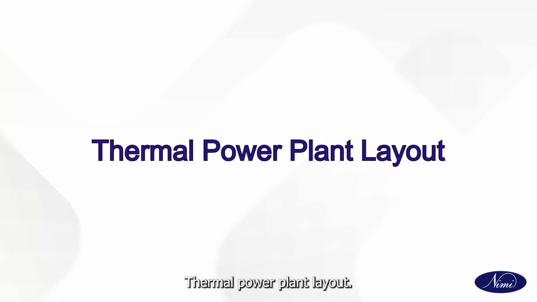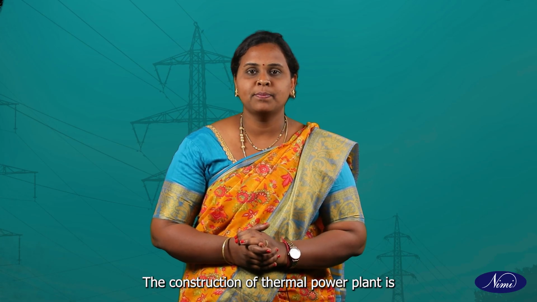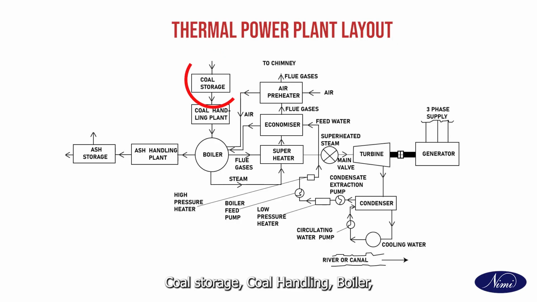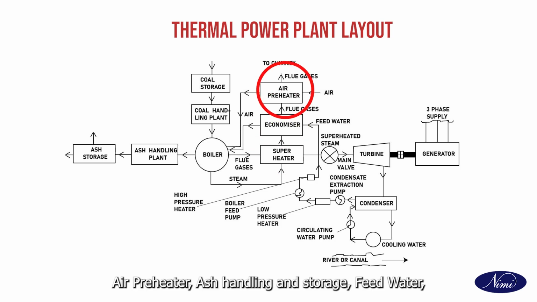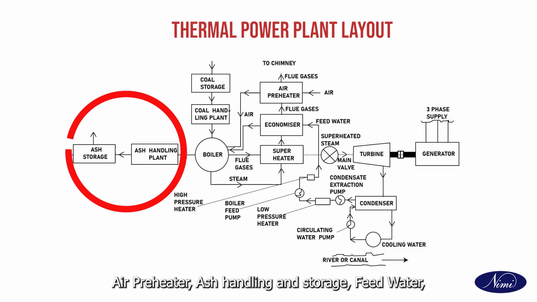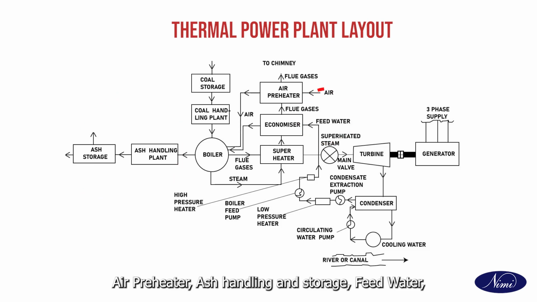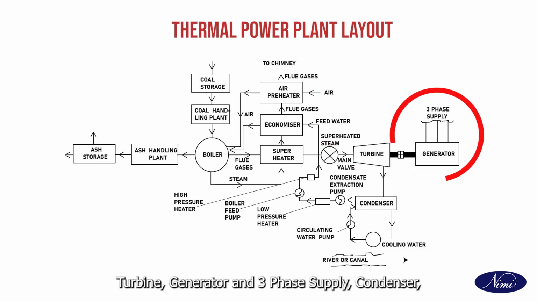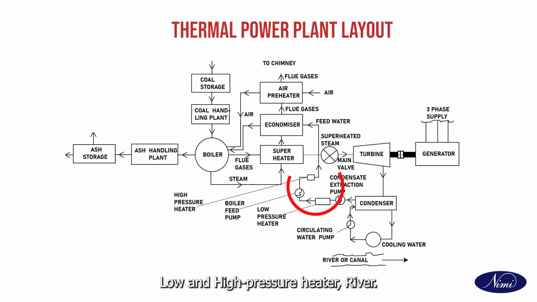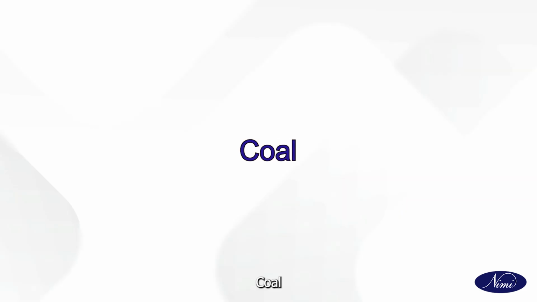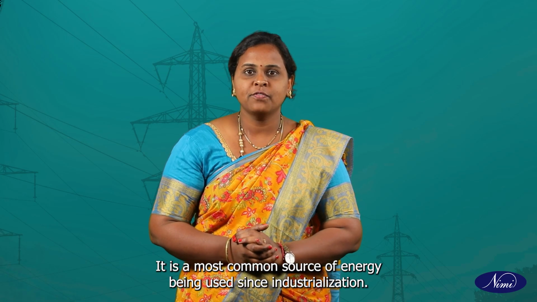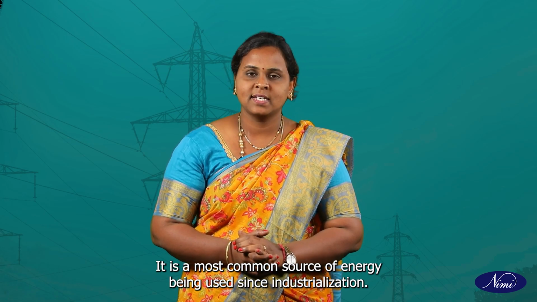Thermal power plant layout. The construction of a thermal power plant includes coal storage, coal handling, boiler, boiler feed pump, superheater, economizer, air preheater, ash handling and storage, feed water, turbine, generator and three-phase supply, condenser, low and high pressure heater, river. Coal. It is the most common source of energy being used since industrialization.